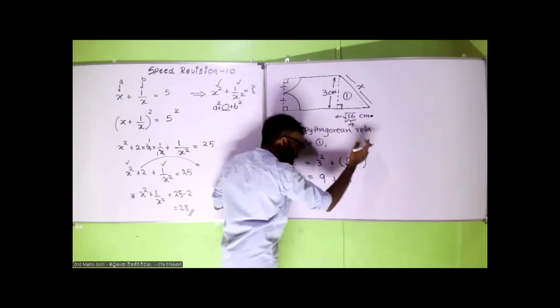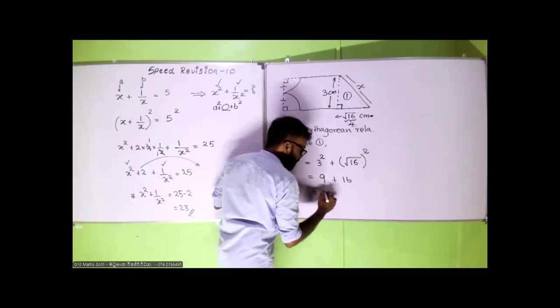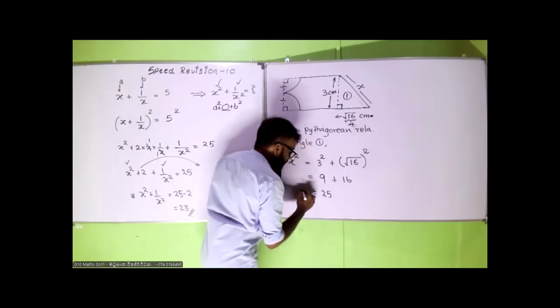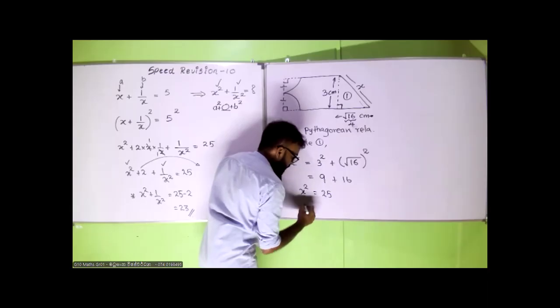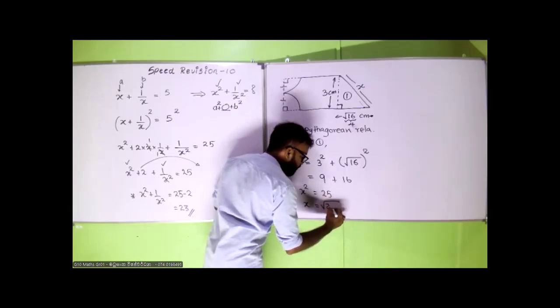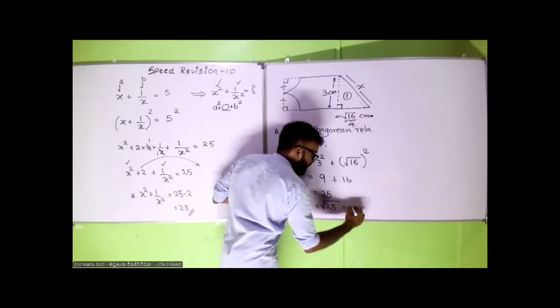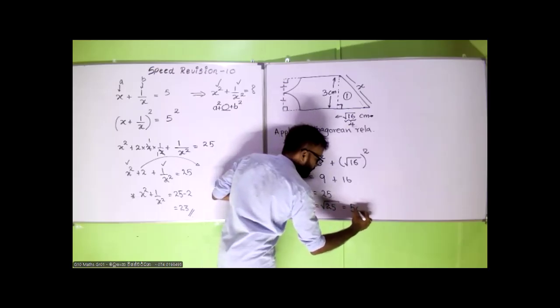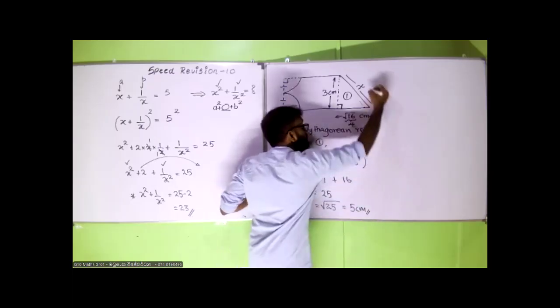4 to the power 2 means 16. Right. So this is 25 x to the power 2. If you want to find the value of x, you can take the square root of 25. You know that is a perfect square number, right? 5 centimeters. So x is 5 centimeters.